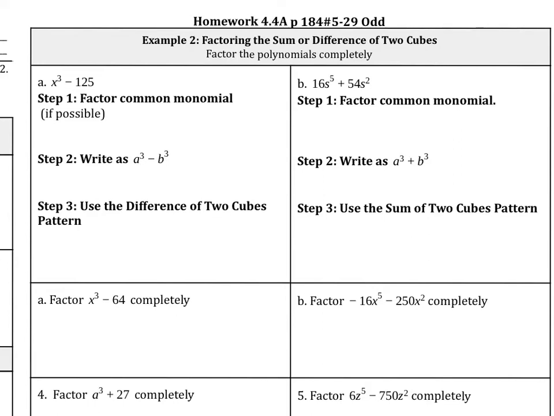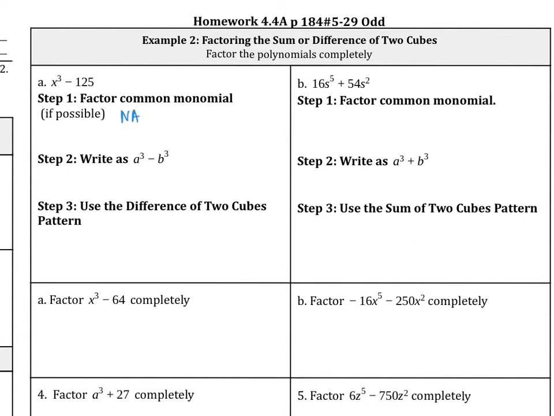Chapter 4.4, Day 1, Example number 2, factoring the sum or difference of two cubes. So first we are going to factor the monomial if there is any. If you notice here, x cubed minus 125, the two terms do not have anything in common. So we don't have any common monomial, so we cannot factor that.